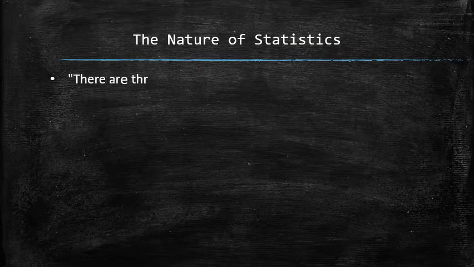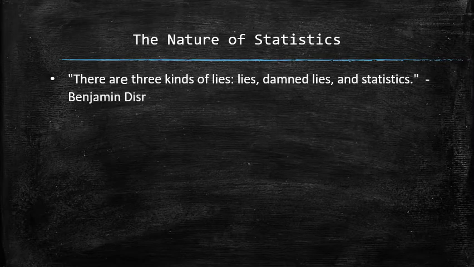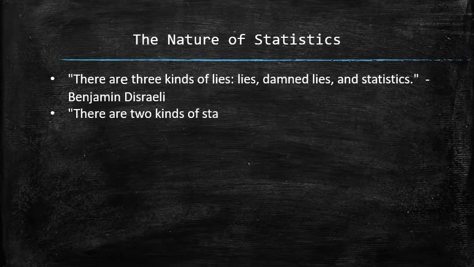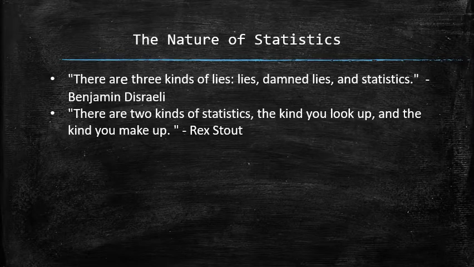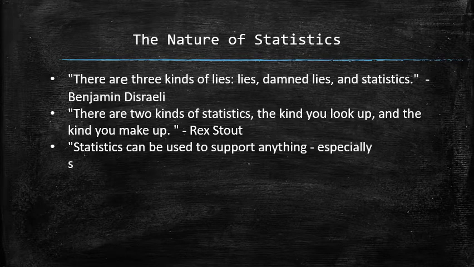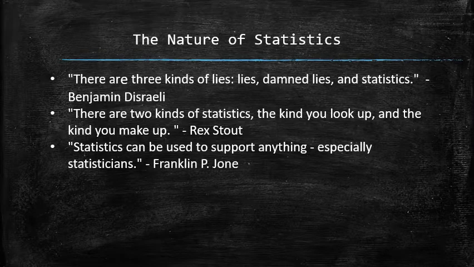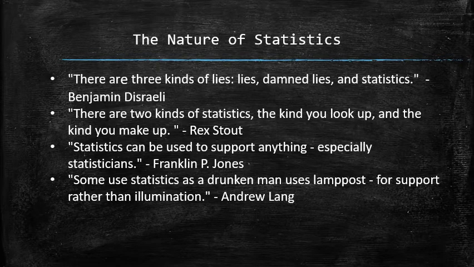There are three kinds of lies: lies, damned lies, and statistics, by Benjamin Disraeli. Another similar one: there are two kinds of statistics, the kind you look up and the kind you make up, by Rex Stout. Statistics can be used to support anything, especially statisticians, said Franklin Jones. Some use statistics as a drunken man uses a lamppost, for support rather than elimination, by Andrew Lang. And Mark Twain said, "Figures don't lie, liars figure."